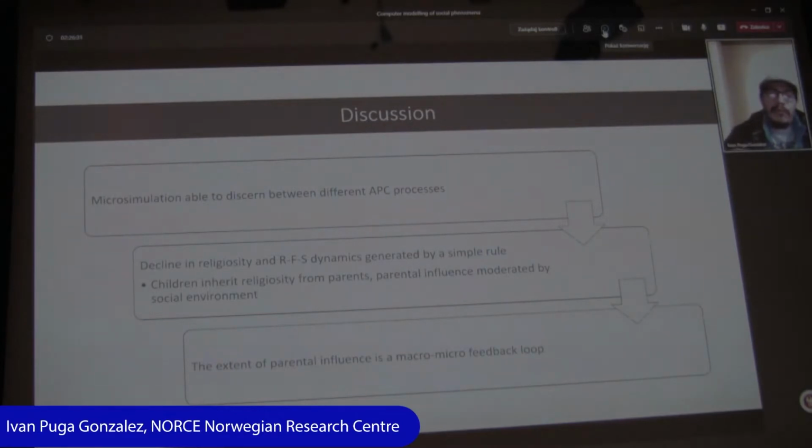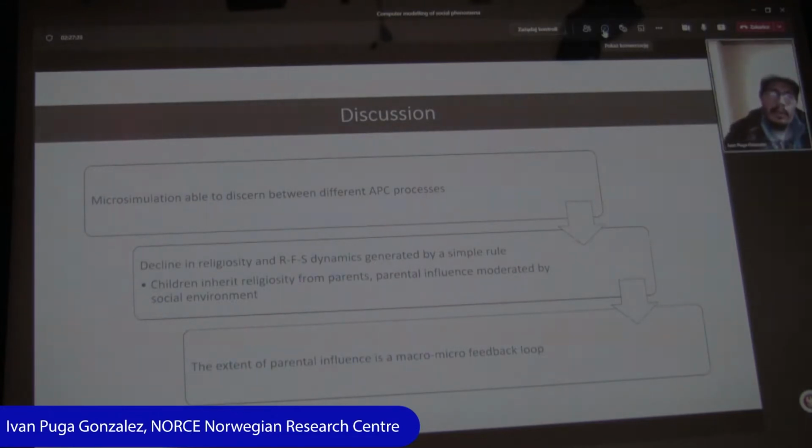And that is that the children inherit religiosity from their parents, and that this parental influence is moderated by the social environment, right? So here we have what is called a micro feedback loop, right? Micro in the sense that the inheritance process is basically going at the individual level, right? From the parents to the children, and then when the children get their own offspring, then they will inherit, and so on and so forth. And macro in the sense that whenever the inheritance process is going on, how much of that religiosity is actually passed on to the offspring is mediated by the environment. In our specific case, by the proportion of either fuzzies or non-religious people in the population. All right.